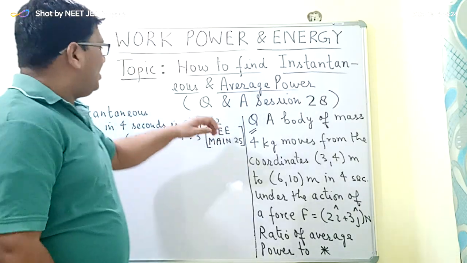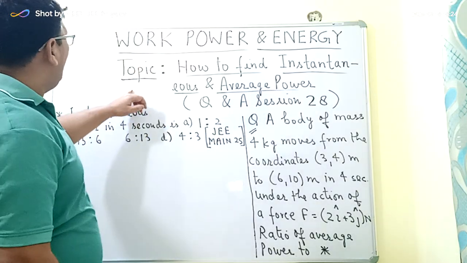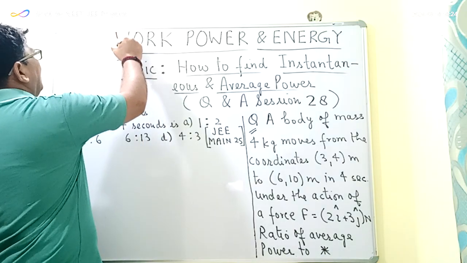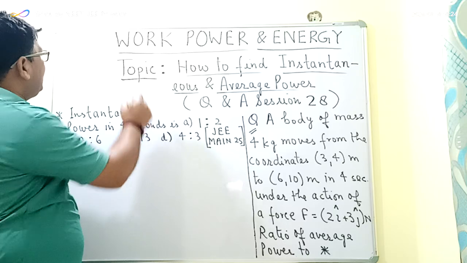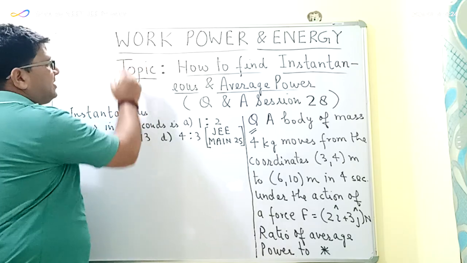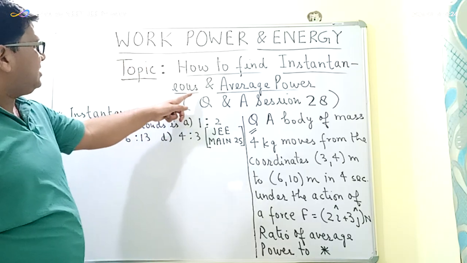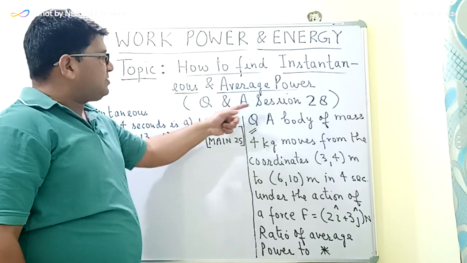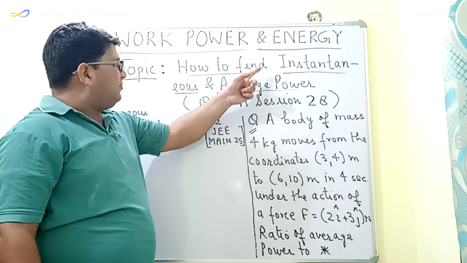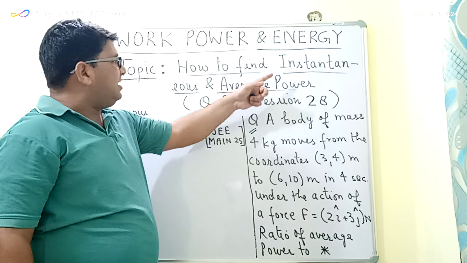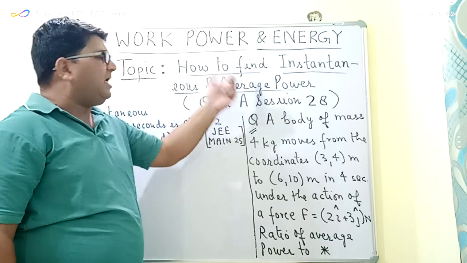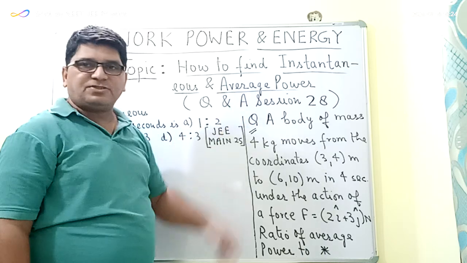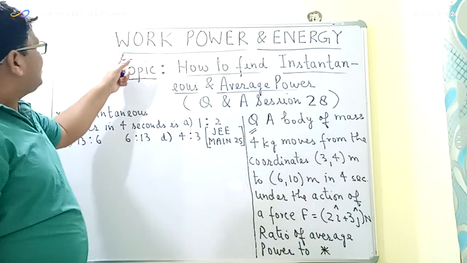Good evening and welcome to the Q&A session 28 from the playlist of work, power and energy. The topic for today's session is how to find the instantaneous power and the average power. This session is based on session number 24, in which we have discussed in brief the instantaneous power and the average power. So we can say that this session is in continuation of session number 24 from the playlist of work, power and energy.